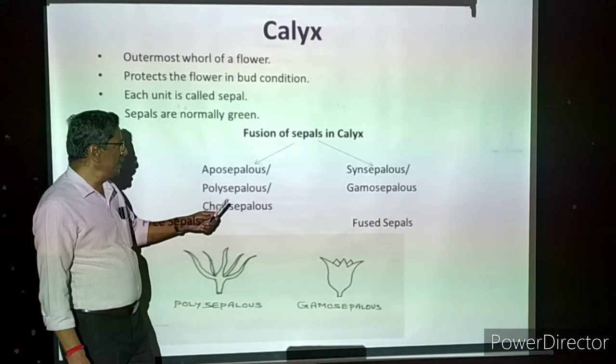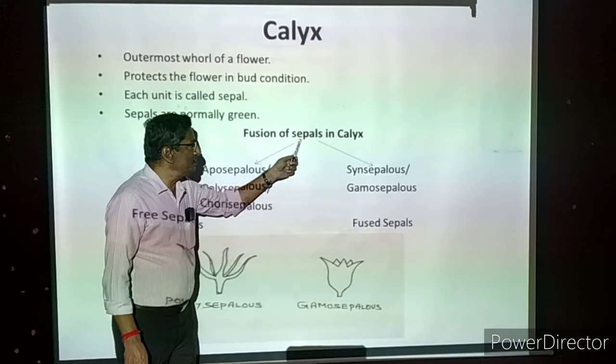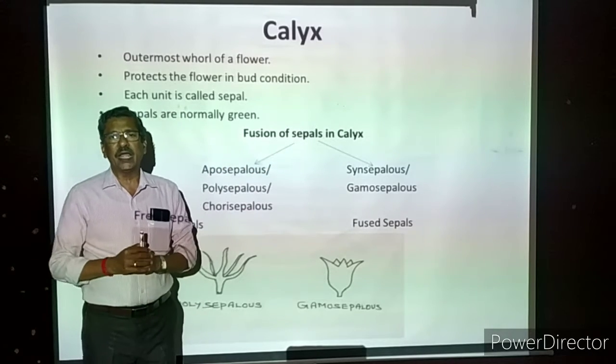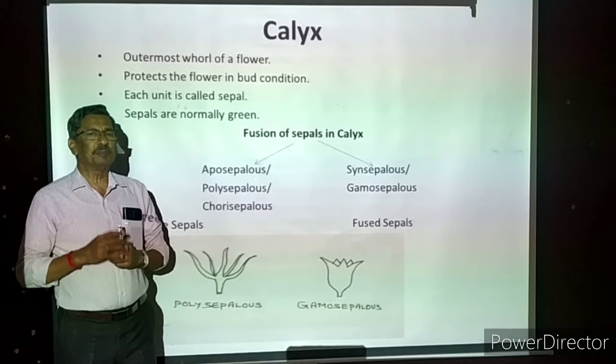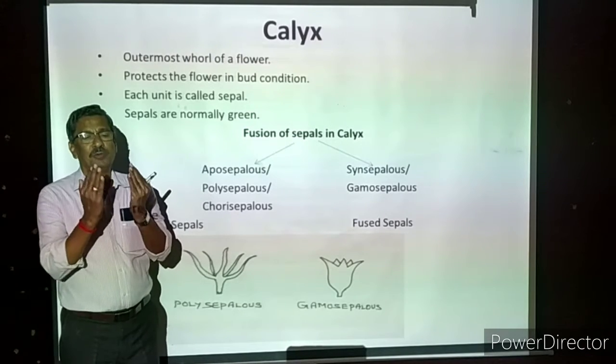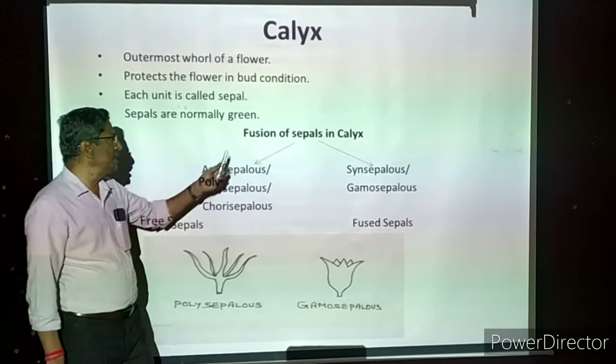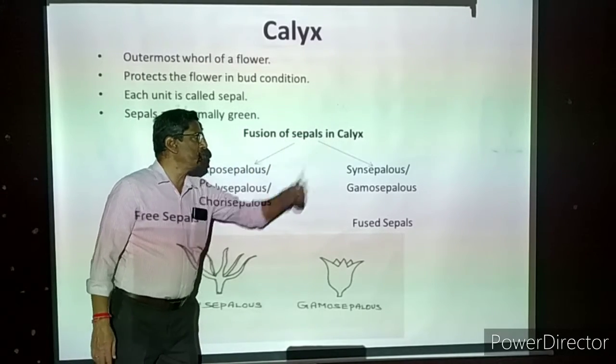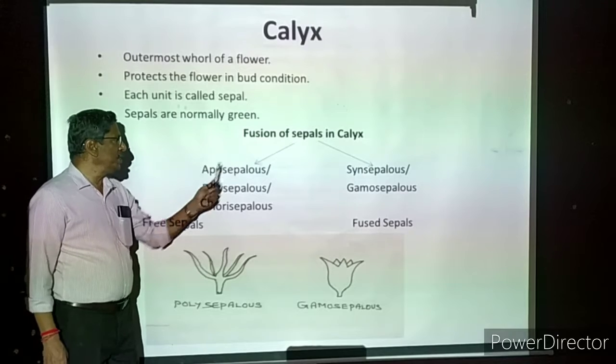Now we are going to see the next one, fusion of sepals in the calyx. In the calyx, imagine that 5 sepals are there. Whether the sepals are free from each other or they are fused at the margin, that we have to say. That is called fusion of sepals in the calyx. Based on that, 2 things will be there.